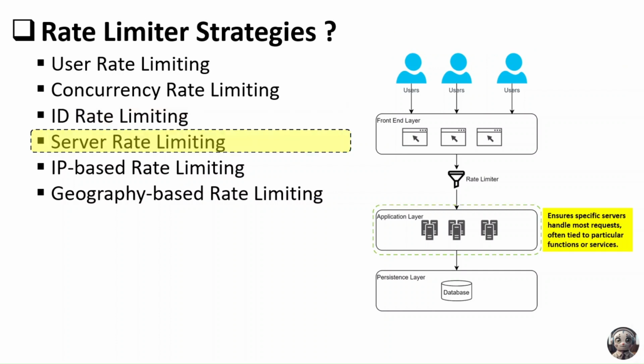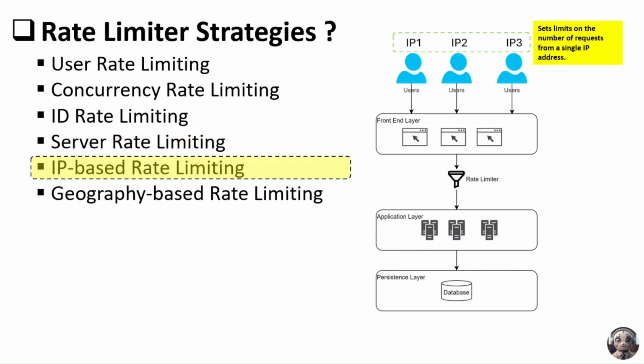Now, let's talk about server rate limiting. This strategy makes sure specific servers handle certain types of requests. For example, you might have one server handling user feeds and another handling notifications. Since the feed server might get more requests, it manages that load separately so it doesn't slow down the notifications.